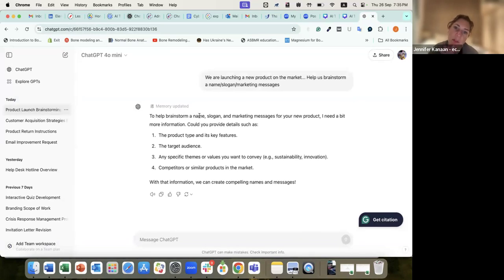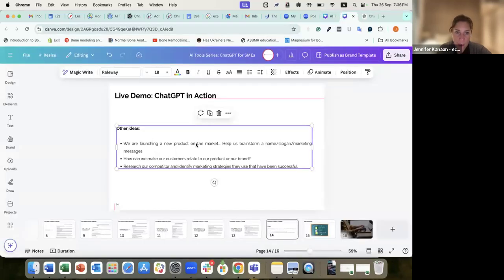So to help brainstorm a name, slogan, and marketing messages for your new product, I need a bit more information. So could you provide details such as the type of product, key features, target audience, specific themes or values you want to convey, and competitors or similar products in the market? So you'll see here that, for example, it says sustainability and innovation just because a few seconds before we asked about a bamboo water bottle that is sustainable and speaks to a very specific target audience. So as I said, it learns from our questions. How can we make our customers relate to our brand or product?